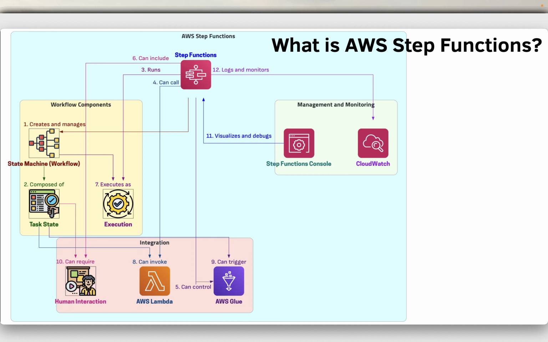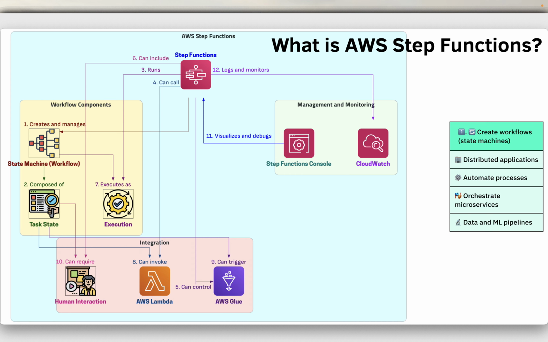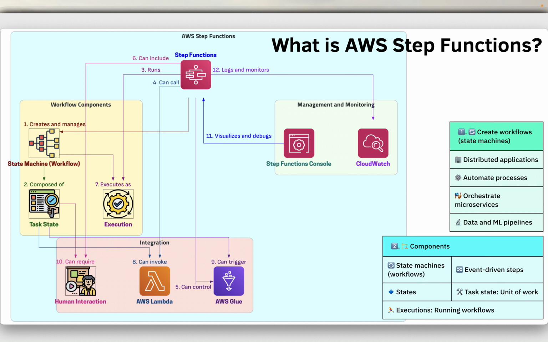So what is AWS Step Functions? AWS Step Functions allows you to create workflows, also called state machines, to build distributed applications, automate processes, orchestrate microservices, and create data and machine learning pipelines.